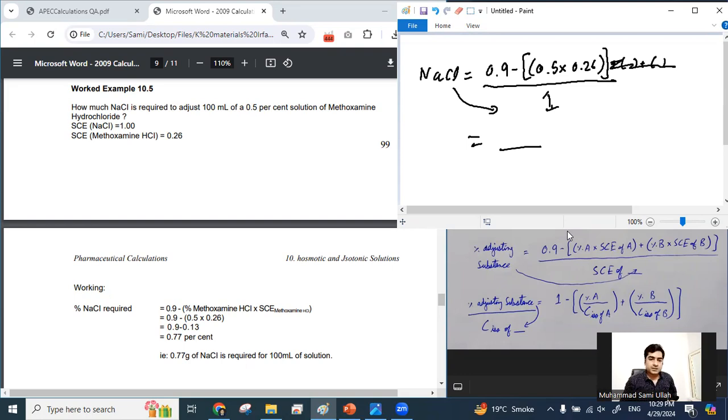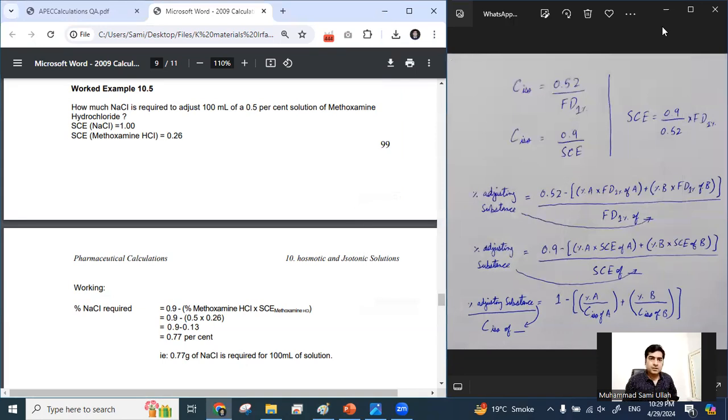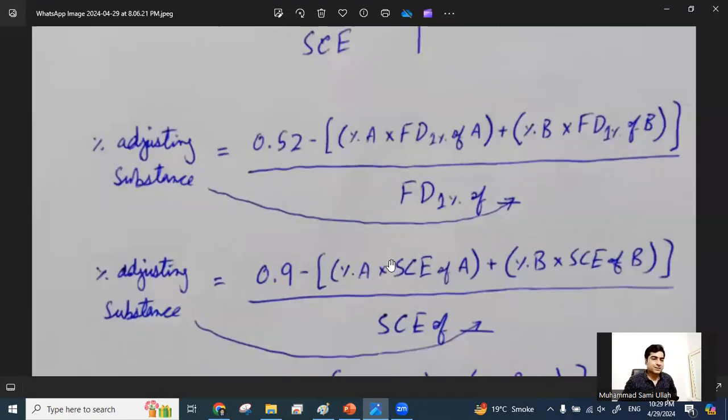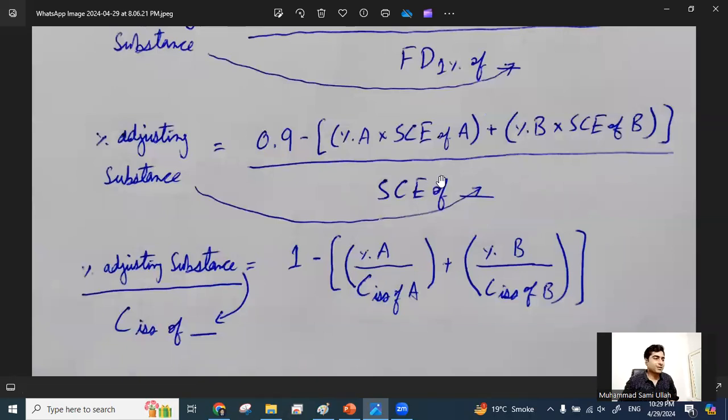Now the third formula is a little different. How? Let's first understand why it is different and how it is different. In the above formulas, we were using first of all this 0.9 thing. Now we are using 1. Just remember the value 1. Whenever they give you the values of CISO, you will be using value 1.